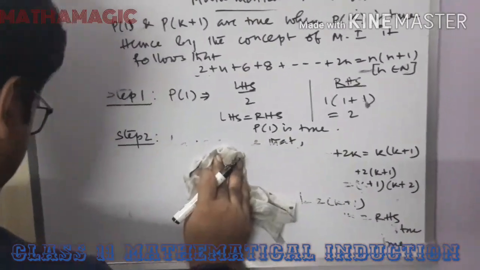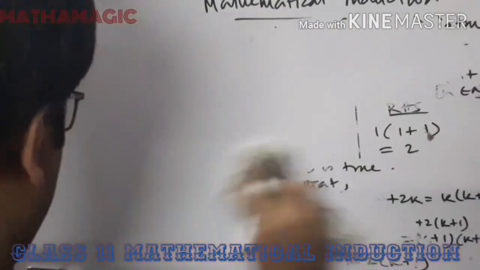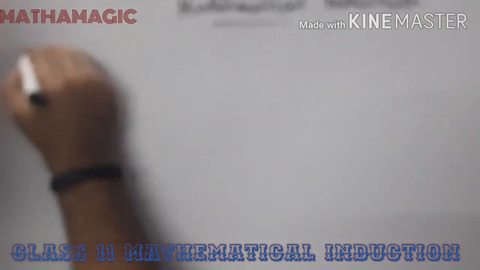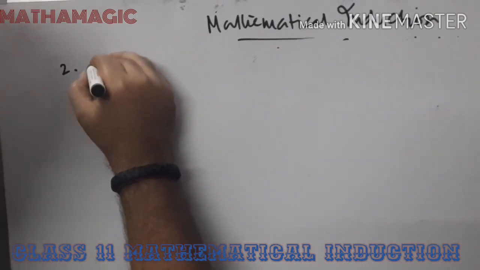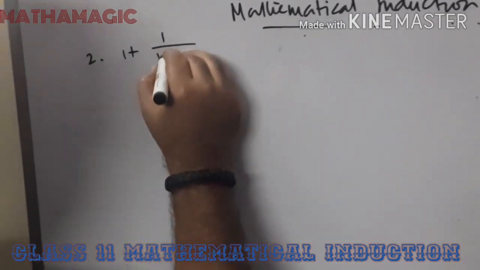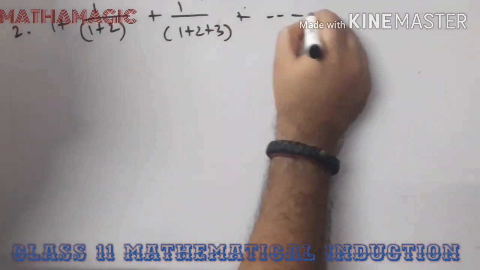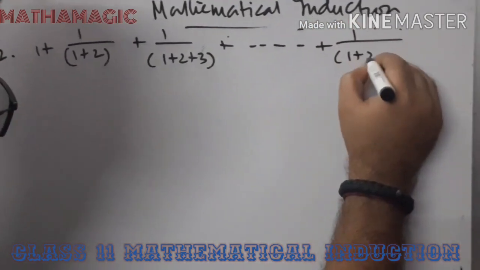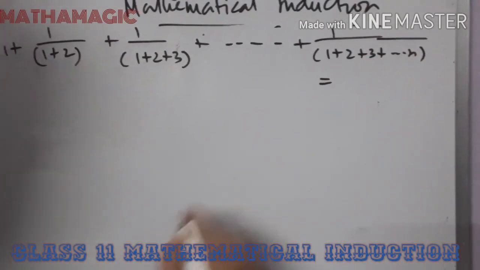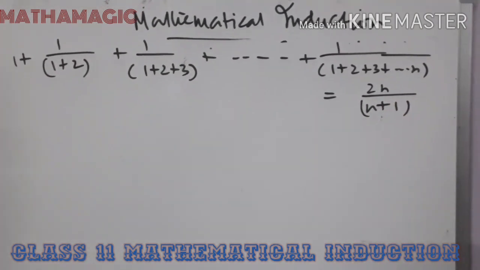So in the next problem, it is stated that, for the next problem of similar type, show by mathematical induction that 1 by 1 plus 2, plus 1 by 1 plus 2 plus 3, plus dot dot dot up to 1 by 1 plus 2 plus 3 plus up to n is equal to 2n by n plus 1. This is the thing we have to prove by mathematical induction.